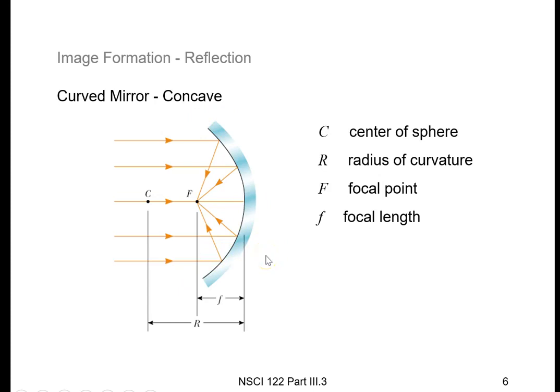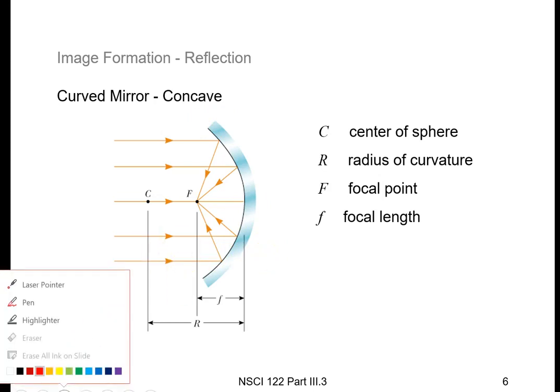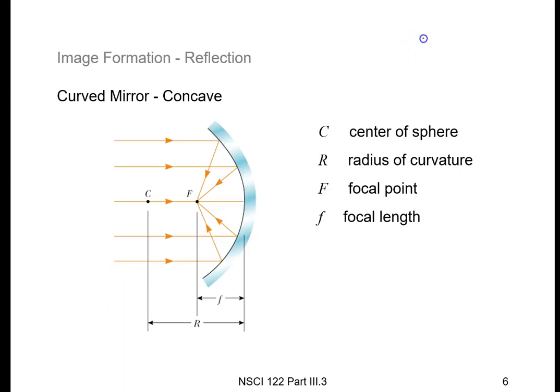If this was a convex mirror, just imagine flipping that mirror around. It would look like this. So here is your optic axis, this line right there. If you're over here and looking this way, that would be called convex. You're not looking into the cave. All right, now, let's get back to the concave mirror.